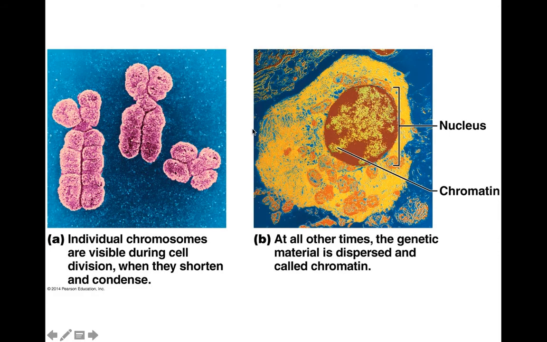Now here you can see on the left individual chromosomes, and then on the right you can see how large the nucleus is in comparison to the rest of the cell. And you can see the chromatin, which is basically relaxed chromosomes with associated proteins, as it takes up the majority of the inner part of the nucleus.